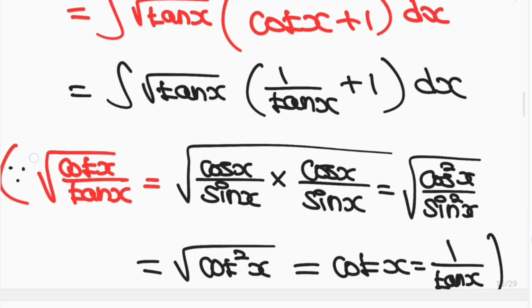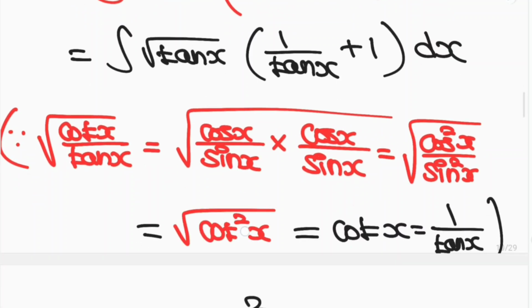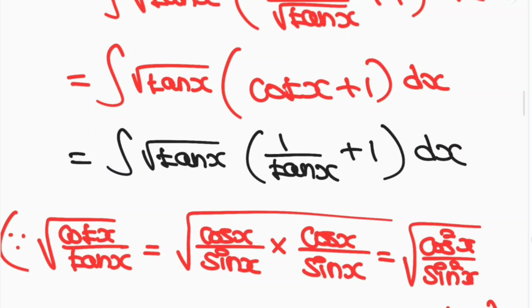So root of cot x by tan x is nothing but, what is cot? Cos by sin. So cos by sin divided by tan, which is sin by cos. If I take that to the numerator it becomes cos by sin. So this is cos square by sin square under the root. So how can I write it? Cos by sin is cot, so cot square x, so square and root get cancelled, you will get cot x, which is also equivalent to 1 by tan x. So root of cot x by tan x is simply cot x, and cot x is also written as 1 by tan x plus 1. So that is your final simplification for this one.